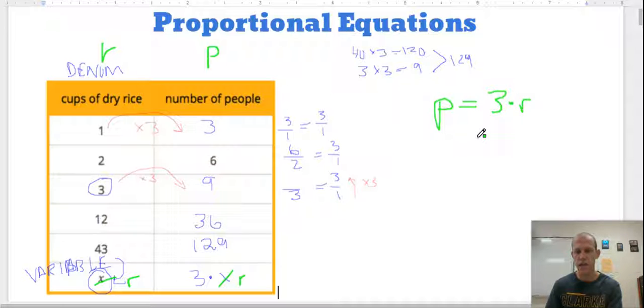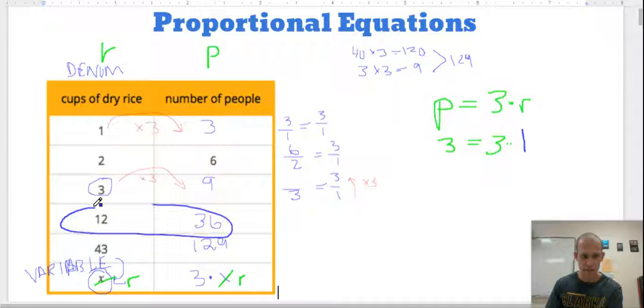And we can test this out. So let's test it out with our very first one. If I know R is 1, 3 times 1 is going to equal 3. Did I get out 3 for P? Yes, I did. Let's try another one. Let's say I put in 12.